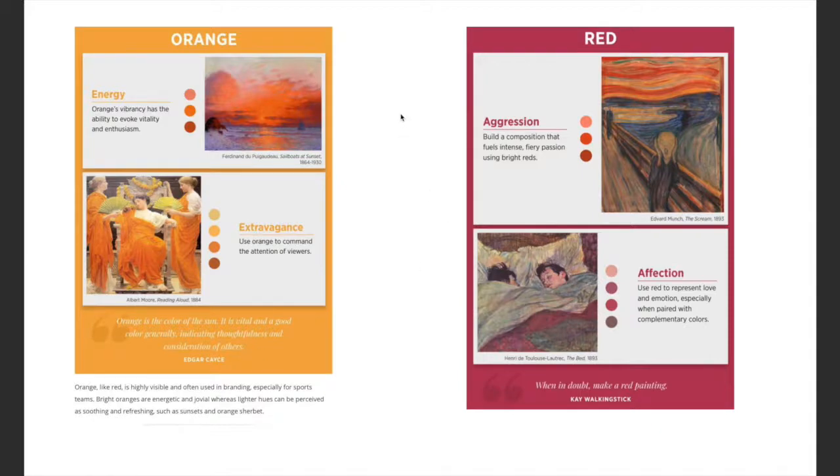Then there's red. Red, as we know, can yield aggression, build a composition that fuels intense, fiery passion using bright reds. And of course, Edvard Munch in The Scream did a lot of reds and oranges to counter this blue here to evoke a sense of anger and rage and all of those things that The Scream is associated with. But red can also be affection, used to represent love and emotion, especially when paired with complementary colors, which would be green. Yes, Valentine's Day, red roses, red hearts. We all know that that can truly symbolize affection.